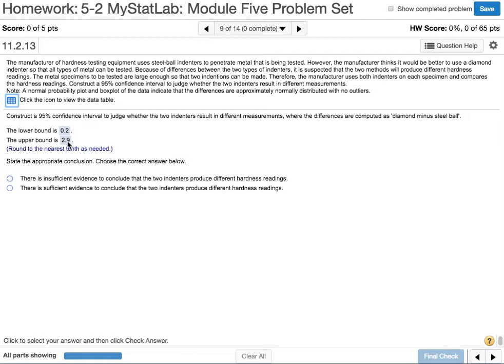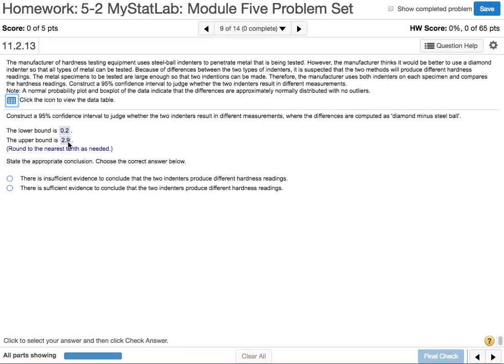So here we can use that to help us with the next question, and you'll notice that 0 is not within the lower and upper bound. 0 comes before 0.2, and the upper bound is almost at 3, so it's way above 0. So what that means is that it's not as likely that the mean difference is at 0.